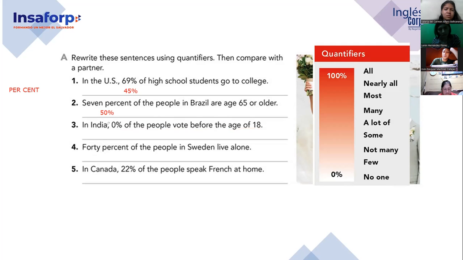¿Será que pasa lo mismo en El Salvador? That 0% of the people in El Salvador vote before the age of 18. ¿Será que podemos votar antes de los 18? No. We cannot. Por eso, miren, el porcentaje. Nadie vota antes de los 18. The same in El Salvador. Okay, coincidimos en la información con El Salvador. That's all right. Continue with number four, please.